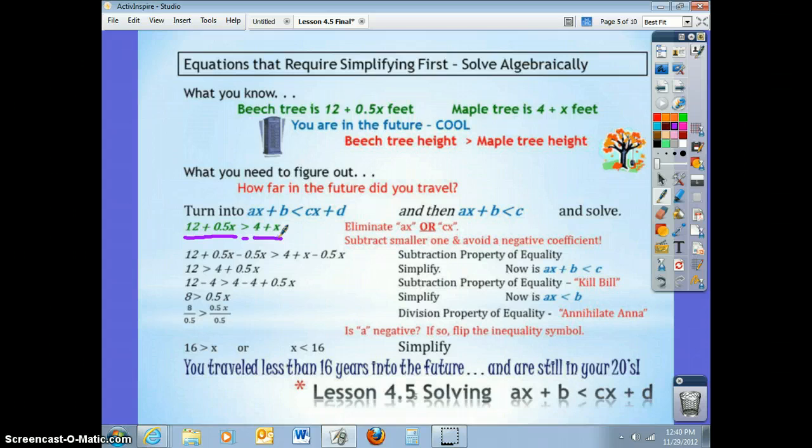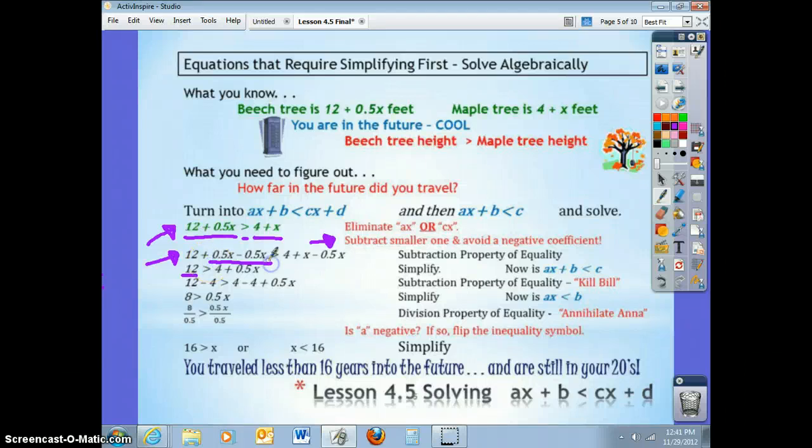Now, remember in 4.4 we said, look and see which one of them is smaller, either ax or cx, and get rid of the smaller one. By doing so, you will avoid a negative coefficient on the x. So if we look at this inequality, the smaller one is the 0.5x. So we're going to get rid of 0.5x by subtracting 0.5x from both sides. When we subtract it on the left-hand side, we're left with 12. I'm sorry, add it. Add it on the left-hand side. No, I lied. Subtract it. Subtract it on the left-hand side.